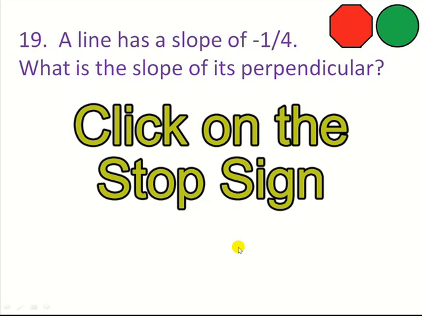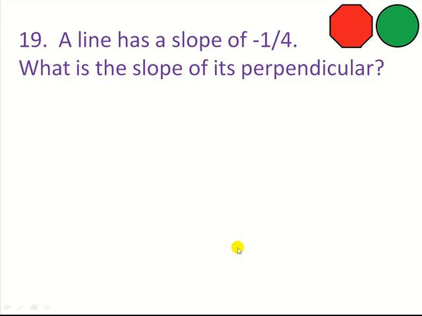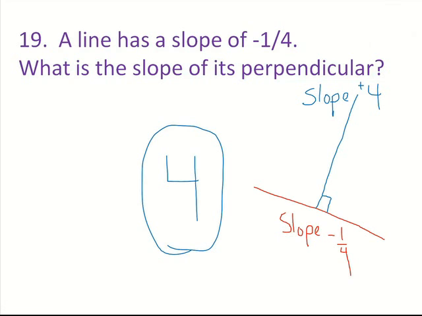Number 14. All right. A line that has a slope of negative 1/4, what is the slope of its perpendicular? Well, it turns out it's 4. Here I have the slope of negative 1/4, and its perpendicular would look like this blue line here, and it would be a positive slope of 4.